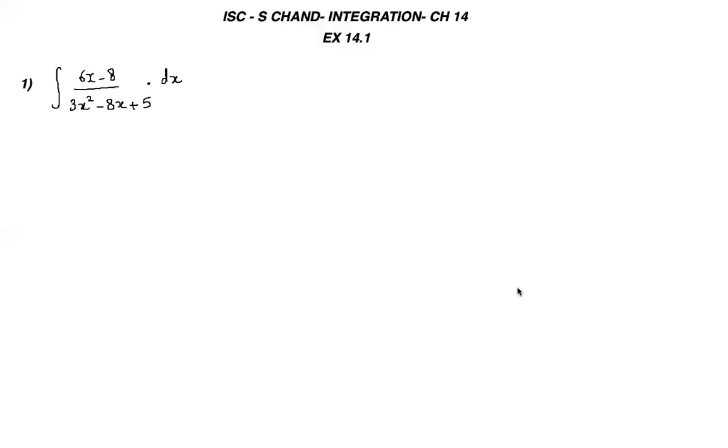So let's start with the first question. In the first question, we need to integrate this function: (6x minus 8) upon (3x square minus 8x plus 5) into dx.